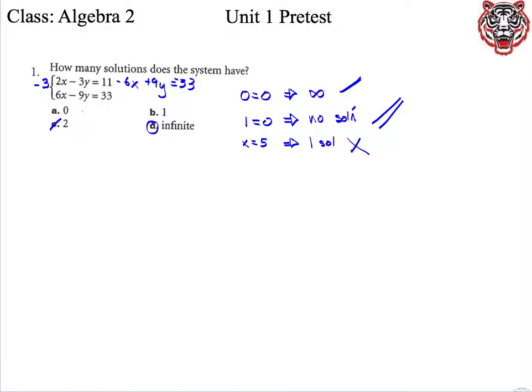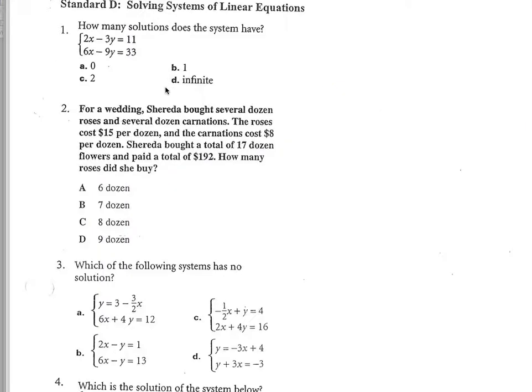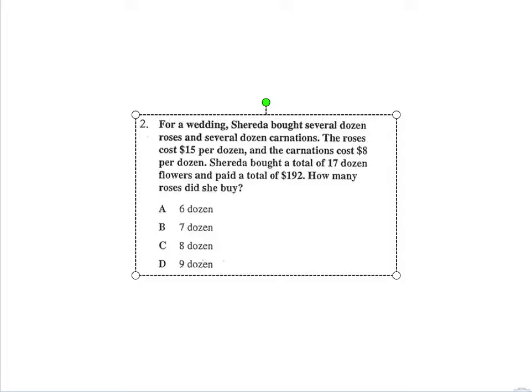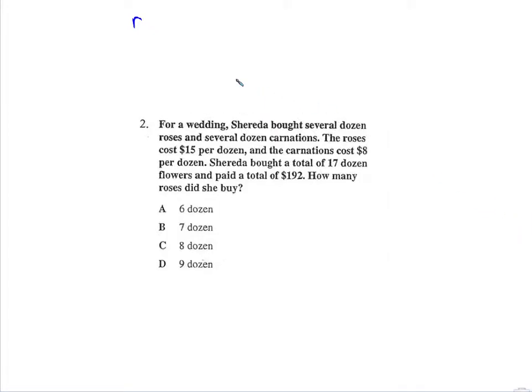All right, let's talk about numero dos. So I have to Alt-Tab and copy these every time. So number 2. I can do it pretty fast. So for a wedding, Sharita bought several dozen roses and several dozen carnations. The roses cost $15 per dozen. Carnations cost $18 per dozen. Okay, so here we go. We need a variable r, and a variable c.